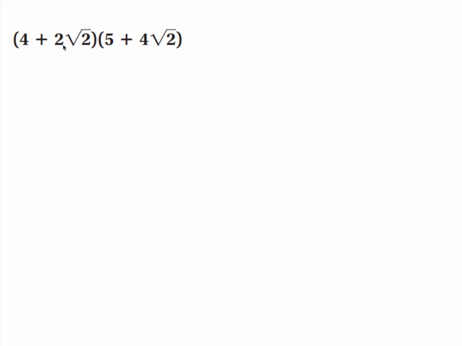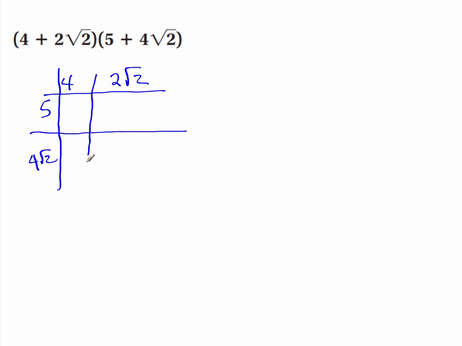Now look what happens when we're multiplying. You can FOIL these out. Now for a couple of reasons I'm going to do the area model on this one. 4, 2 square root of 2. So that's the first term. And this is 5, 4 square root of 2. Again, you can FOIL this out if you prefer. I really don't care which method you use. I just want to show you something.